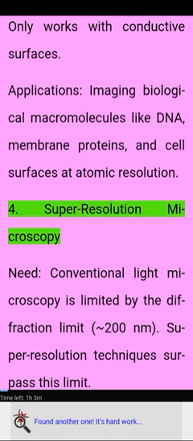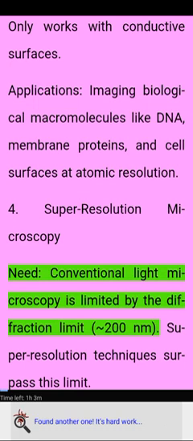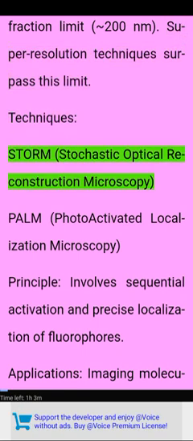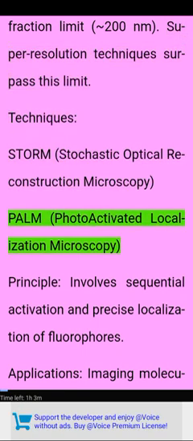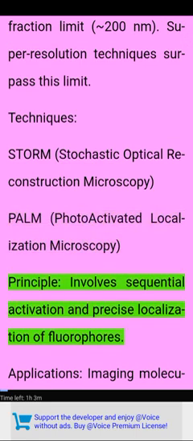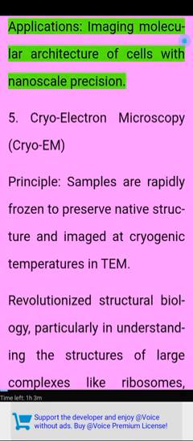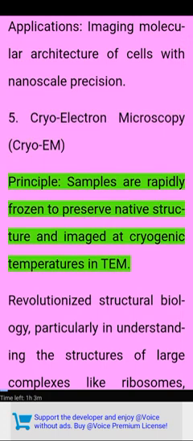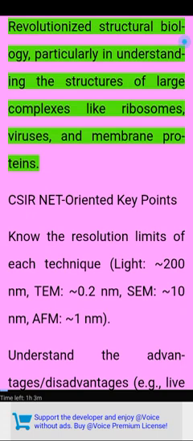4. Super-resolution microscopy. Need: conventional light microscopy is limited by the diffraction limit, approximately 200 nanometers. Super-resolution techniques surpass this limit. Techniques: STORM, stochastic optical reconstruction microscopy; PALM, photo-activated localization microscopy. Principle: involves sequential activation and precise localization of fluorophores. Applications: imaging molecular architecture of cells with nanoscale precision. 5. Cryo-electron microscopy, cryo-EM. Principle: samples are rapidly frozen to preserve native structure and imaged at cryogenic temperatures in TEM. Revolutionized structural biology, particularly in understanding the structures of large complexes like ribosomes, viruses, and membrane proteins.